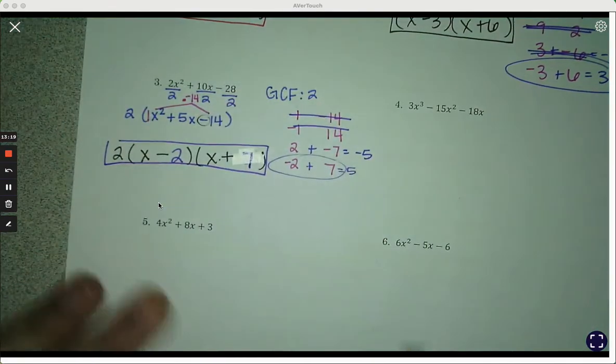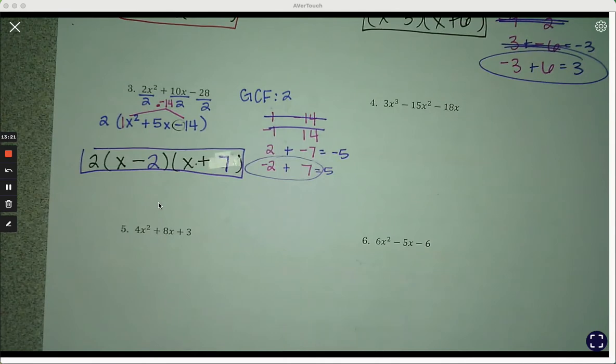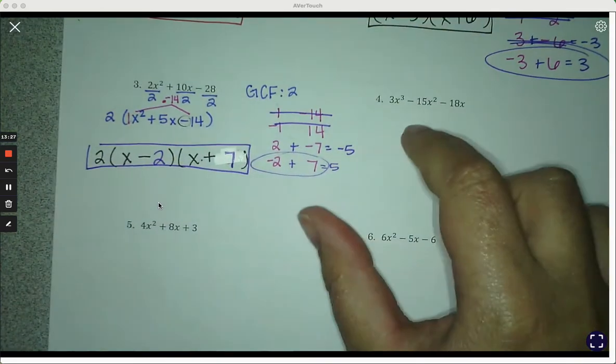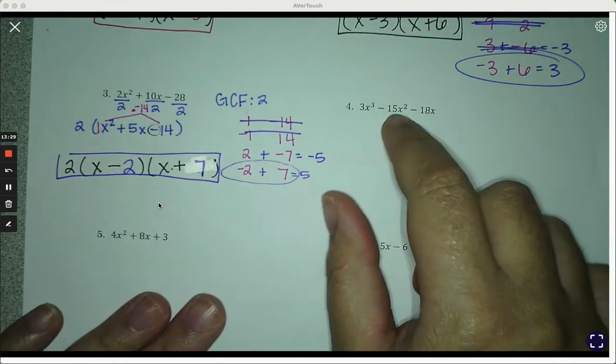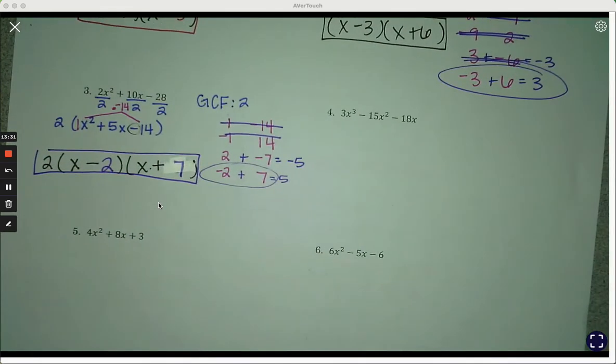And that's your final answer for that. So looking at number 4. Greatest common factor, yes. I see it. They all share an x, so that's something I noticed.